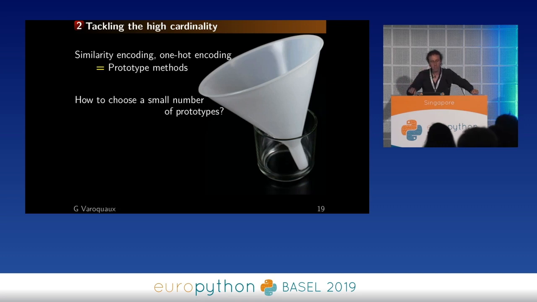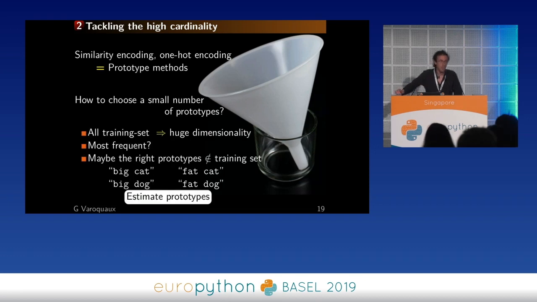So both similarity encoding and one-hot encoding are prototype methods. What I mean by prototype method is that they compare the data to a set of prototypes, and by default, it's all the prototypes on the training set. The challenge now is to choose a small number of prototypes to be able to scale. So we can take all the training set, that's what we're taking by default, it blows up. We can take the most frequent, but it's a strategy that's easy to game. You can easily have a data set that breaks the strategy.